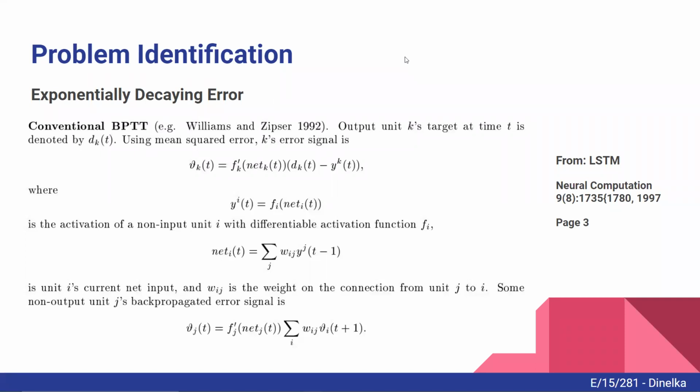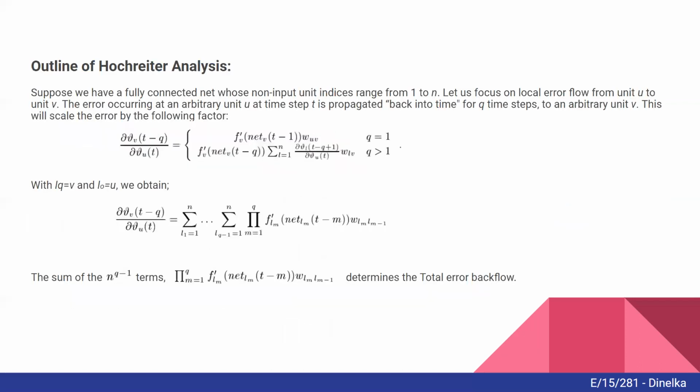Kian. As for the problem identification, which focuses on the exponentially decaying error, this slide here, which is directly taken from the LSTM Neural Computation research paper, page 3, shows the main functions of the output and hidden layers of a simple recurrent neural network, which we will use on the next slide to explain the problem regarding simple recurrent neural networks. Let's move on to the next slide.